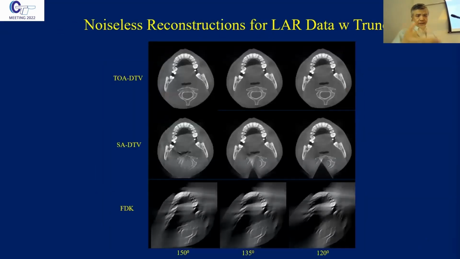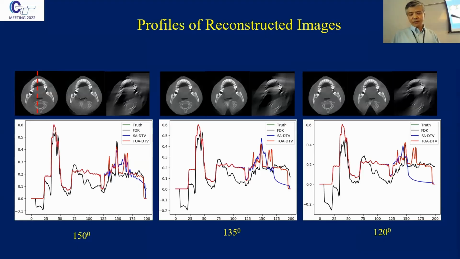So with that, I can show you a bunch of images. The first row is from data of the two orthogonal arc scans over total angular range, 150, 135, 120. And the second row is a single arc data. And of course, I'm not trying to beat up FDK. I'm just trying to give you a sense as to what it looks like if we use FDK. We are not saying FDK is the way to go.